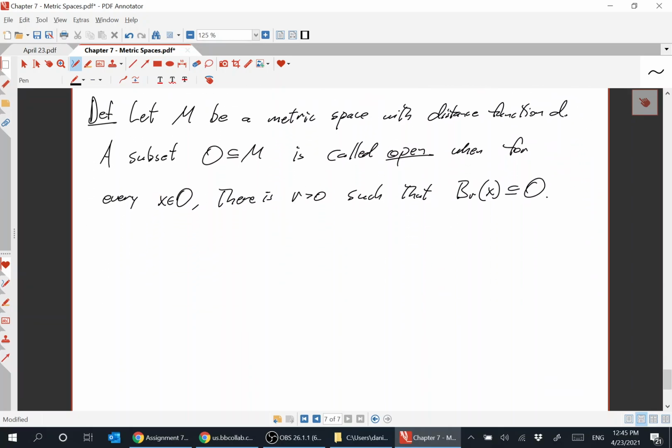So here is the intuitive picture. Here's your set O, and here's some x inside that set, and there is some ball around x that stays in O. So that is an open set. So here's a non-example.